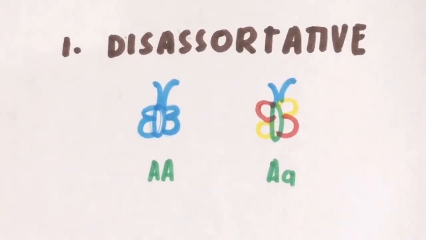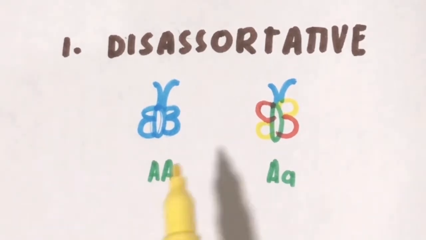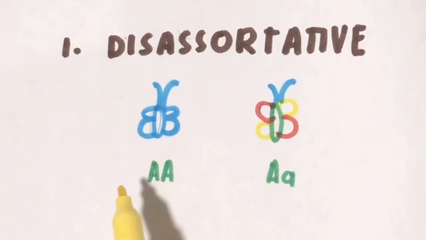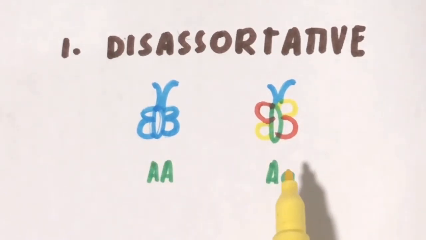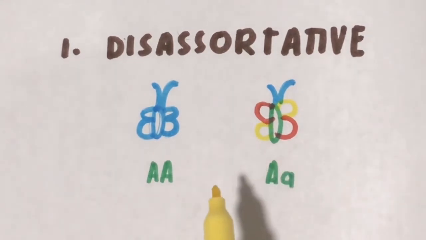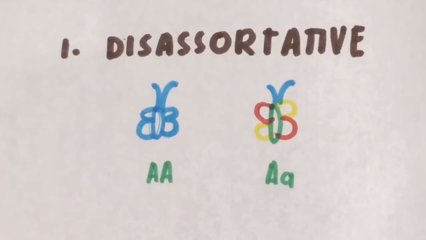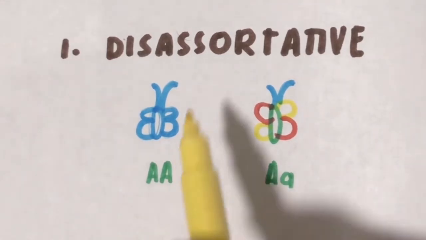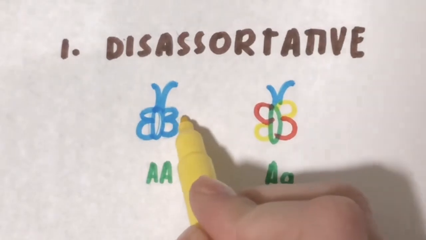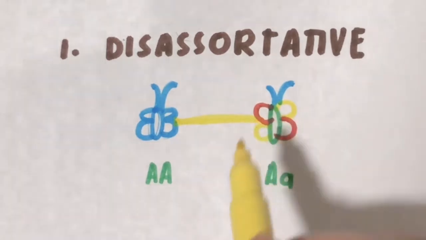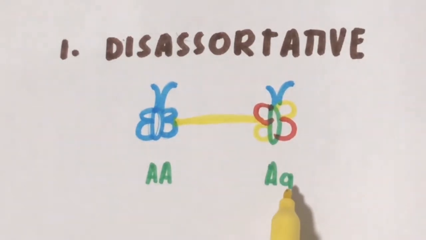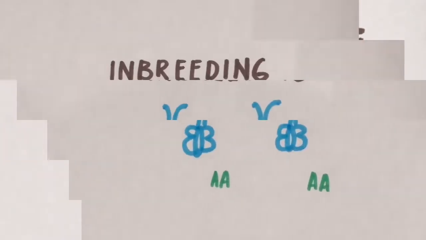Here is one example of disassortative mating. We can see here that this butterfly is a homozygous dominant while the other one is heterozygous. We have said that disassortative is mating between species with different phenotype and genotype. So this is one example of it: a homozygous dominant butterfly mates with a heterozygous dominant which has a different genotype and phenotype.